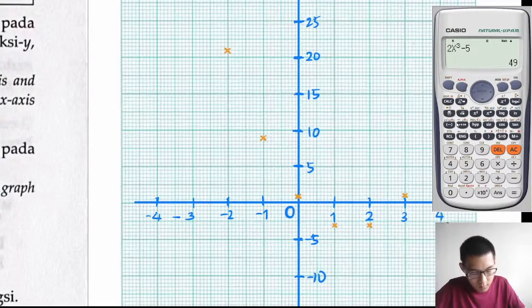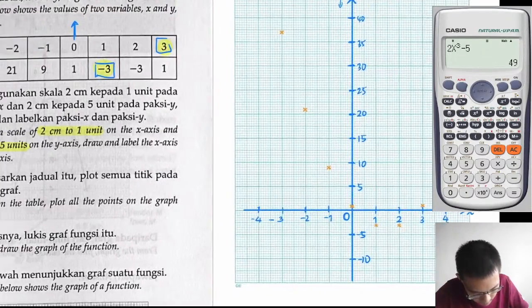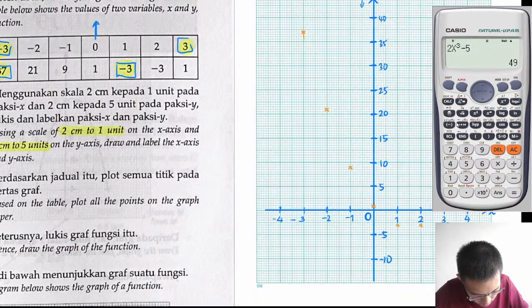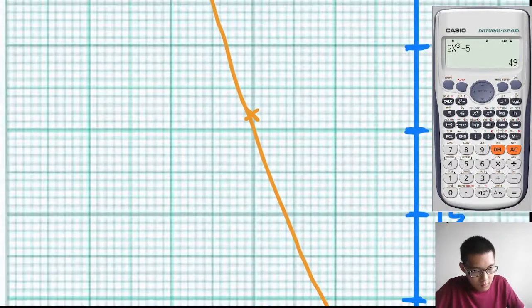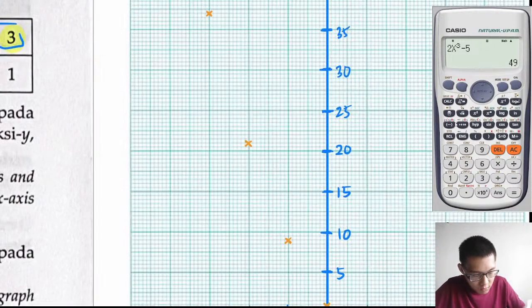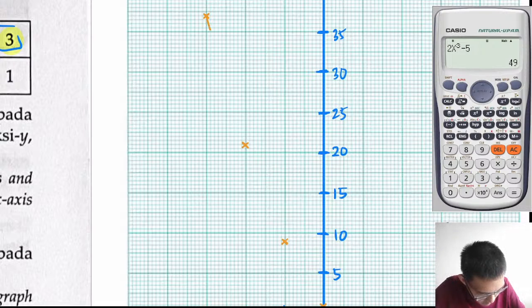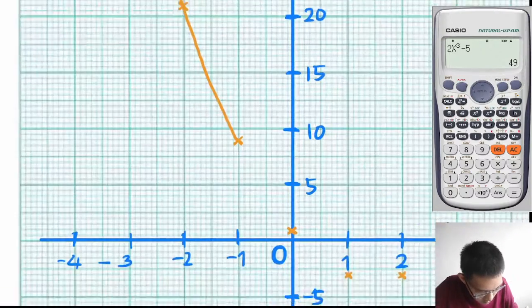Okay, so we can plot the points and then try to draw the graph. Make sure when you try to draw the graph, you must pass through the points. Try to pass through the points.